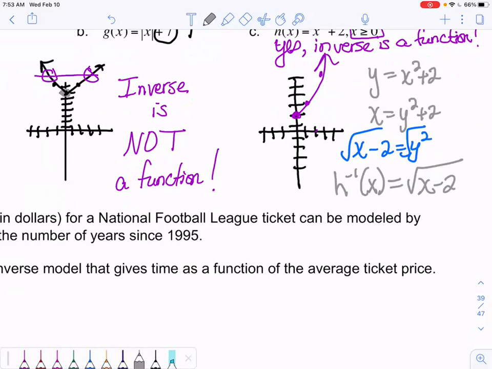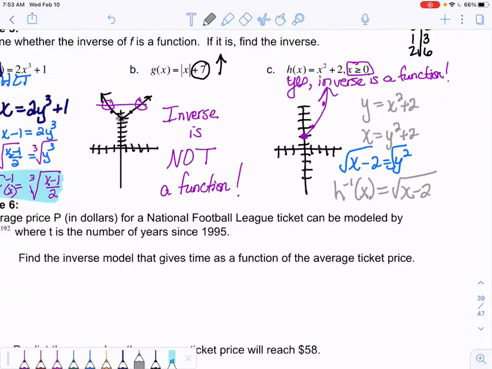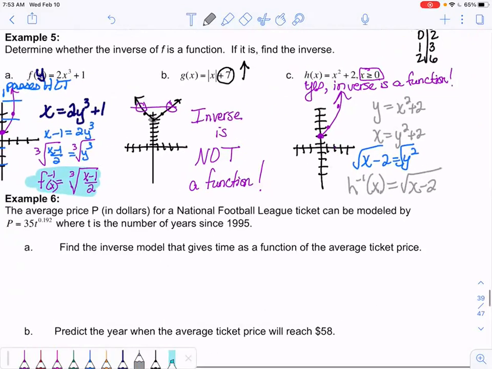So does anybody have questions on determining if a function has an inverse that's a function? That's what the horizontal line test does. So look at the function, graph the original function, do the horizontal line test. The horizontal line test determines if the inverse will be a function. And we're only talking about functions. So if the inverse is not a function, then we're not finding the inverse. Questions?